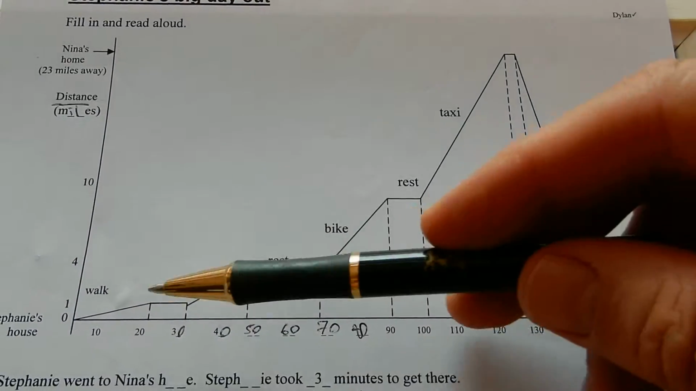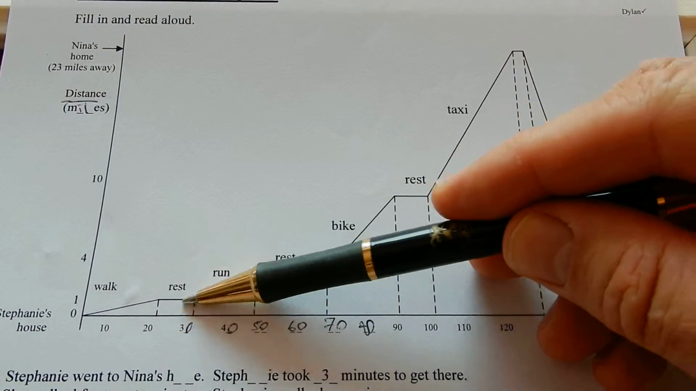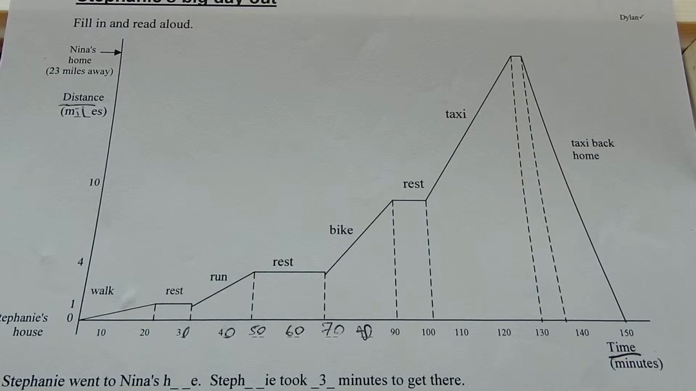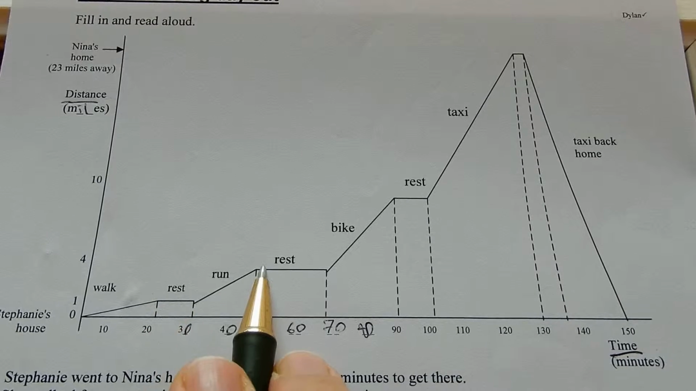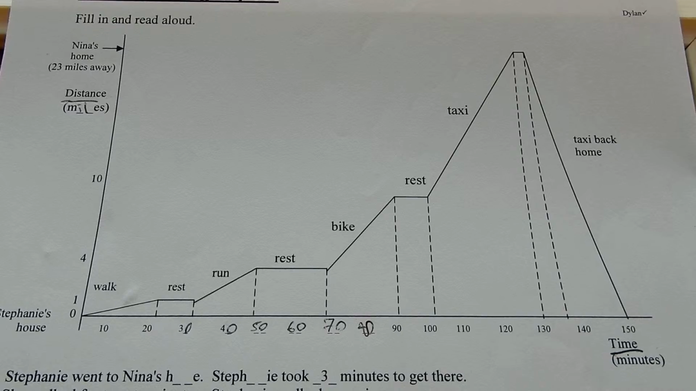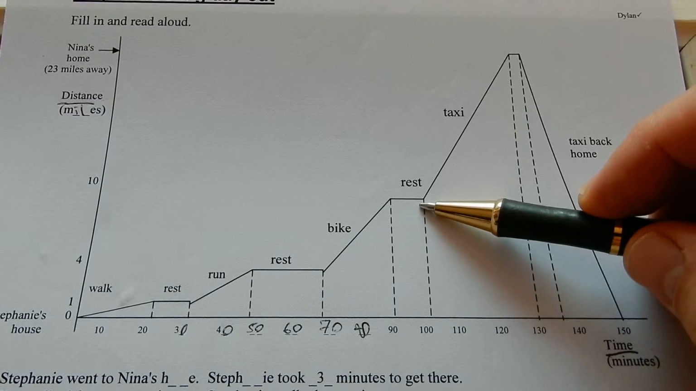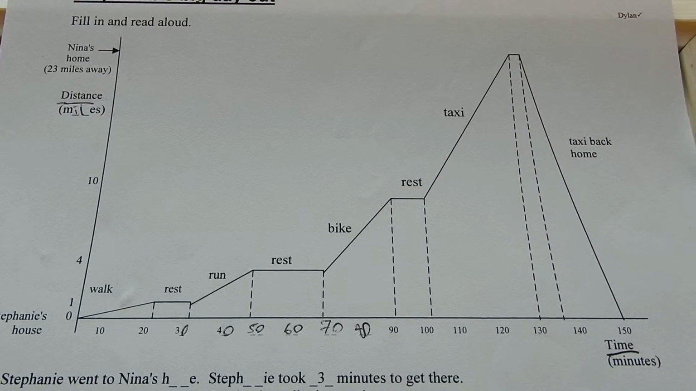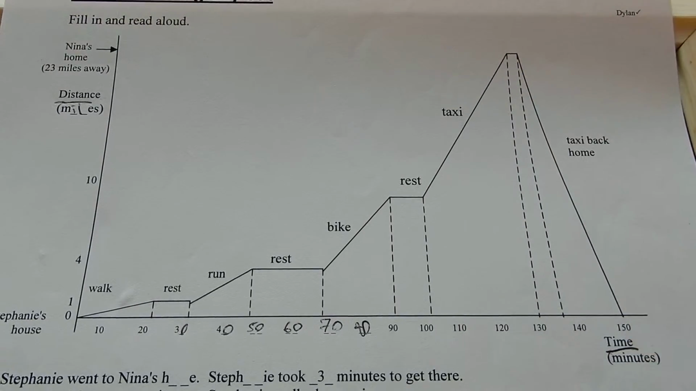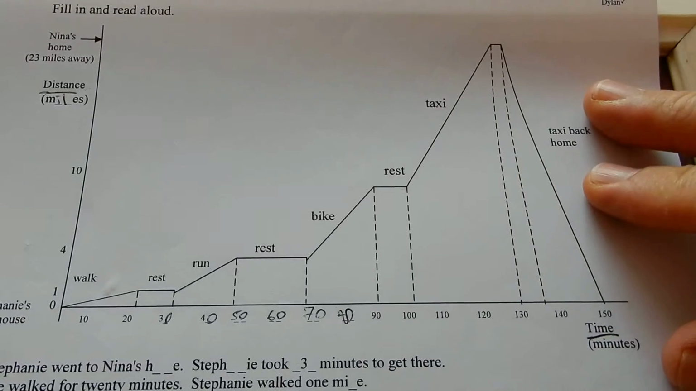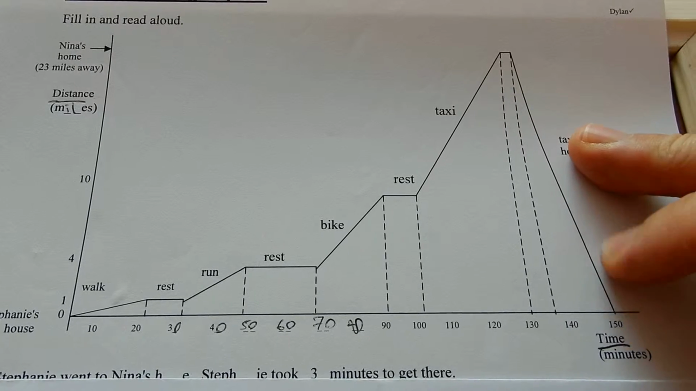Okay, so what happened? First of all, she walked. Yes, that's a low gradient, slow speed walk. Rest, you go nowhere for 10 minutes in this case, getting no further away. Then a higher speed run, then another rest, 20 minutes this time. And then even faster on a bike, then more rest, and then even faster on a taxi. Taxi's slightly faster than a bicycle. And then the taxi on the way back home must have taken a motorway. Stephanie went to Nina's home.